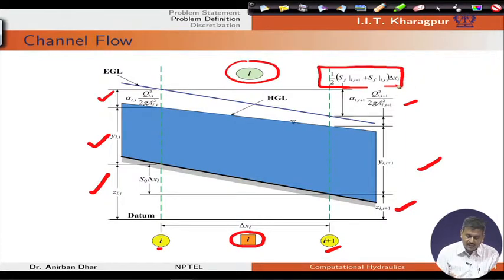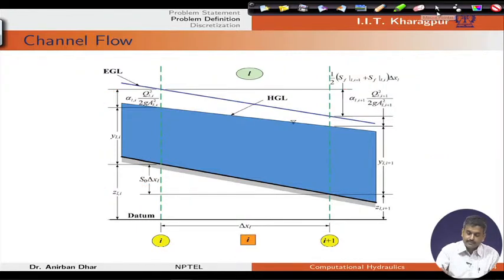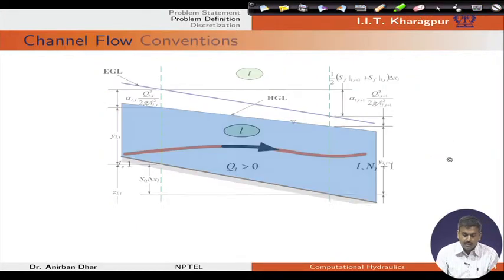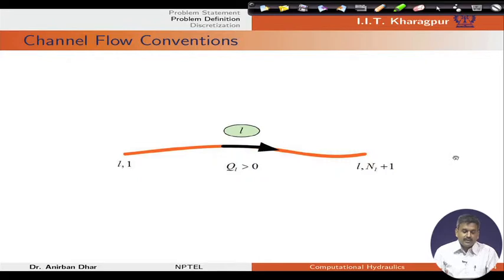Now, in this case, without specifying z also, we can solve this problem, because the difference between these two sections will be S naught into del x L. L is for a specific channel reach. Now, let us consider the channel flow conventions.